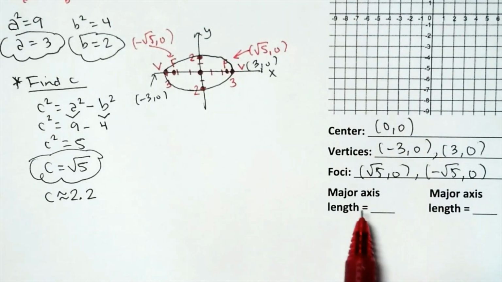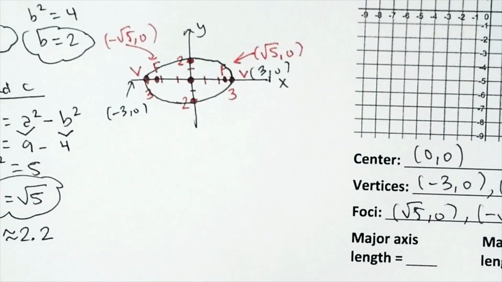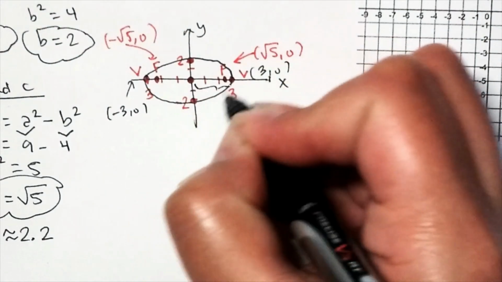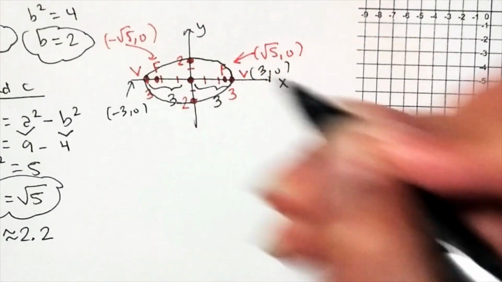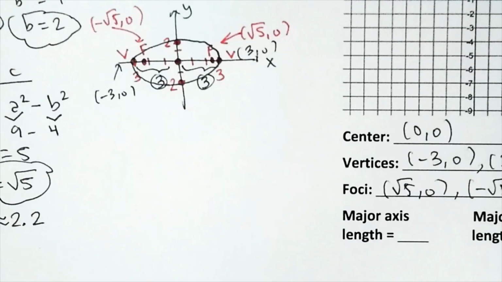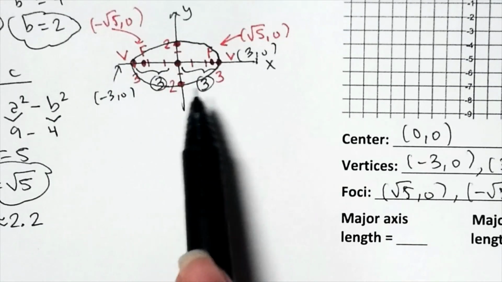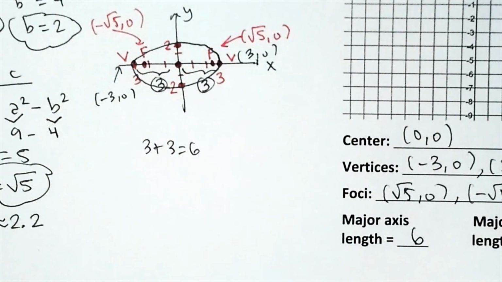So in English, how long is the major axis? Let me see if I can zoom in. I wish I had another pen with me, but I don't, so we'll see how this goes. From the center to the vertex, that is 3 units. From the center to the other vertex, that is also 3 units. Last time I checked, 3 plus 3 is 6. So to answer the question, how long is the major axis? It is 3 plus 3 units long, or in English, it is 6 units long.